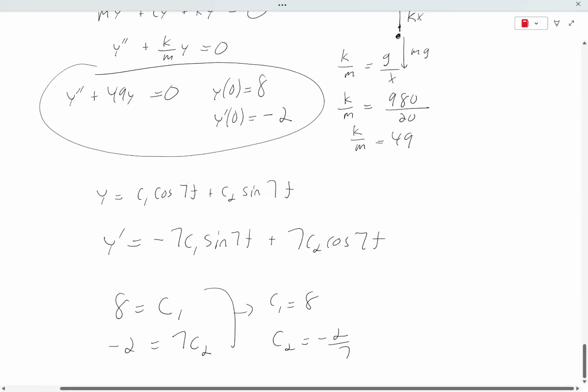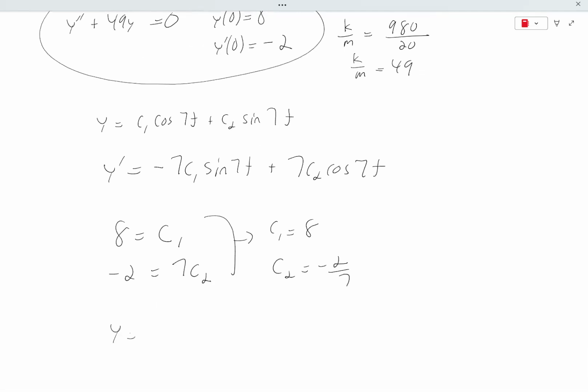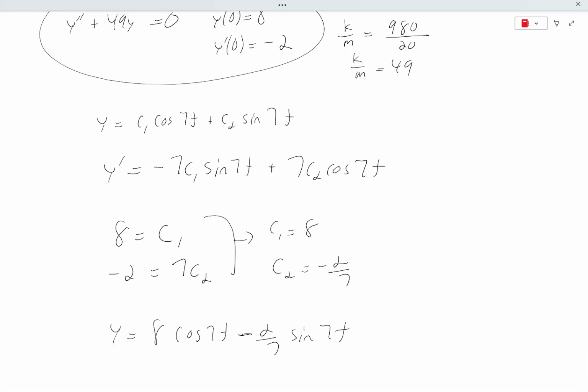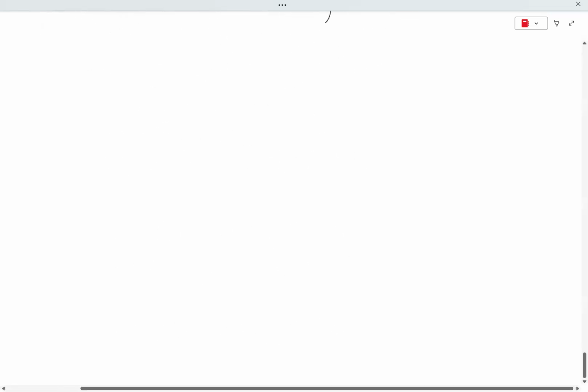So, okay. So right, so y equals 8 cosine 7t minus 2/7 sine 7t, like that. Okay, anything on that one? Okay, and then on the other one, I'll just write it down real quick.